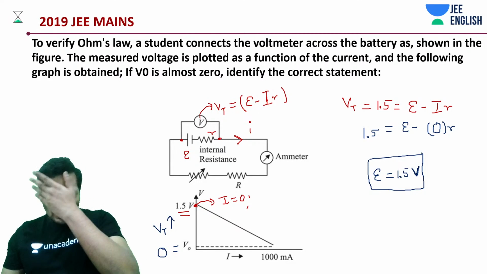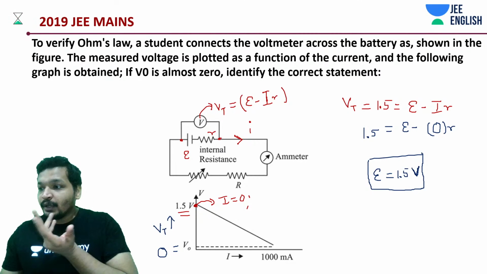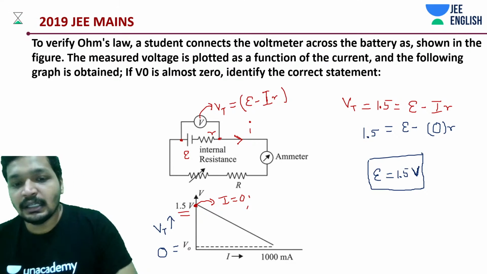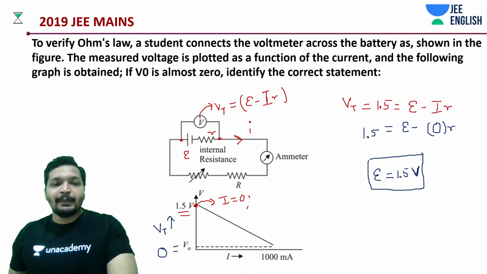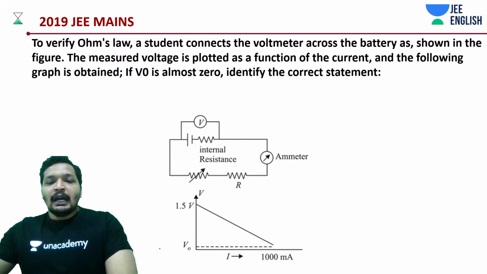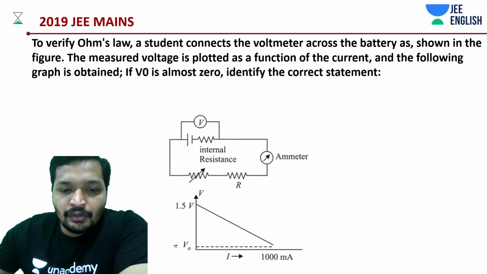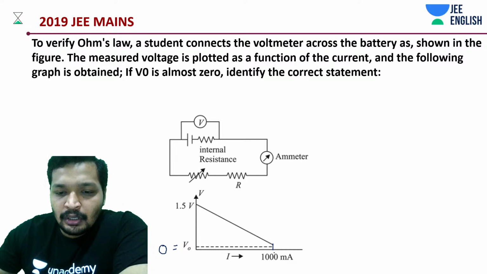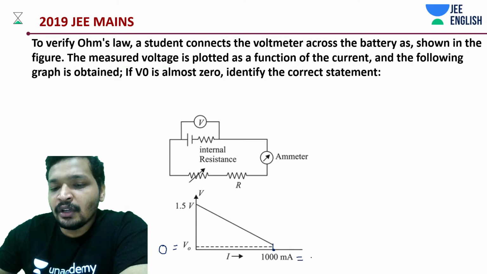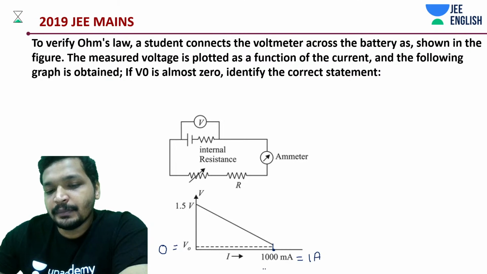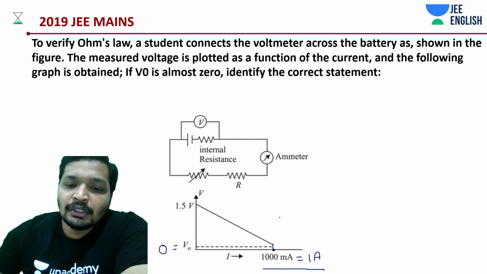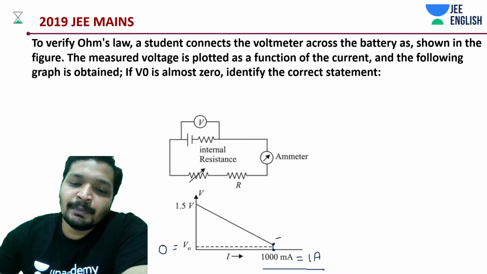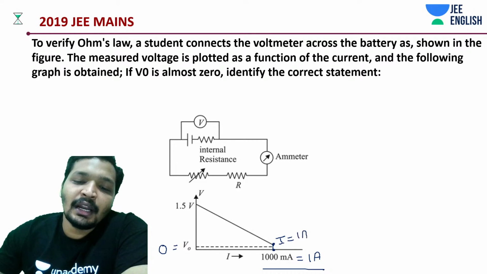Let's move on to the next page. I hope we got EMF. Okay, we got an amazing result. Next thing is we just need to find out either internal resistance or capital R. Okay, and then at this point we know V is 0. And how much is current? 1000 milliampere, which is how much? 1 ampere, students. So I at this place is going to be 1 ampere.